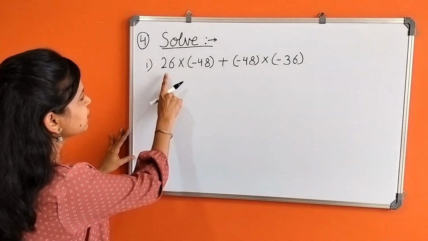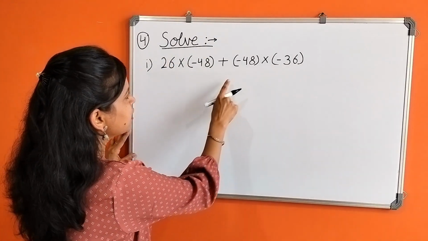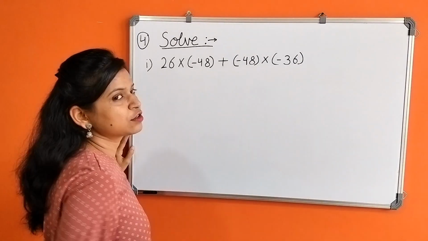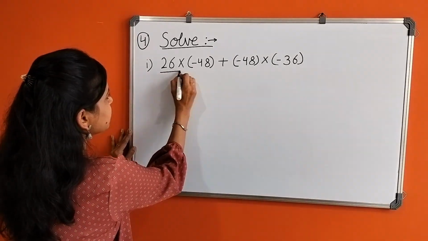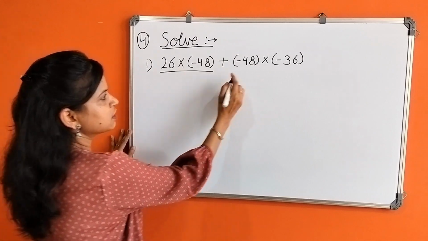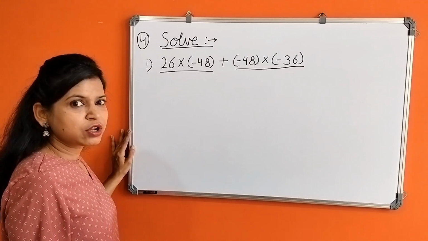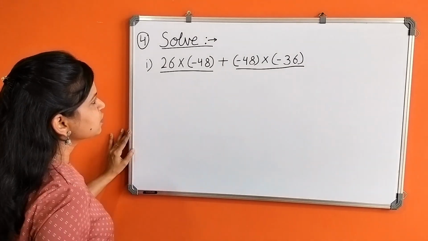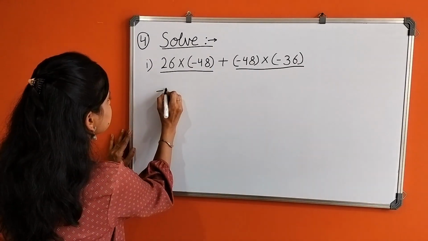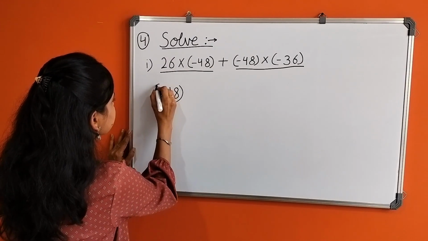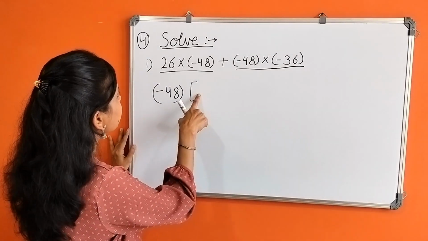Our next question is solve this problem. In this problem, 26 into minus 48. If we multiply this is little bit tough. And minus 48 into 36, this is also tough. So what we will do? We will use distributive property. These both are in multiplication. So this is group 1. This is group 2. Now what we will do? We will take out common number from both groups. So minus 48 is there in both groups. So minus 48 is common. And other things we will write in other bracket.